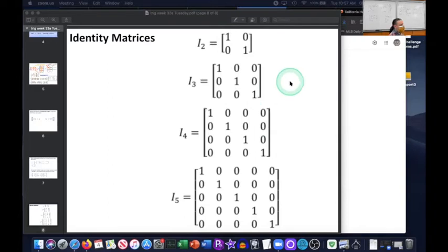Now there's a reason why we call these identity matrices, because if you multiply an identity matrix with anything, it doesn't change. You're going to get exactly the same matrix back. And so if you notice, the ones are on the diagonals. And so for each row, there's a 1 and then zeros.